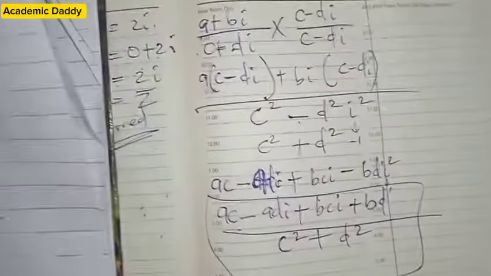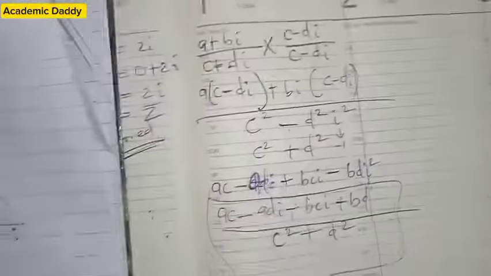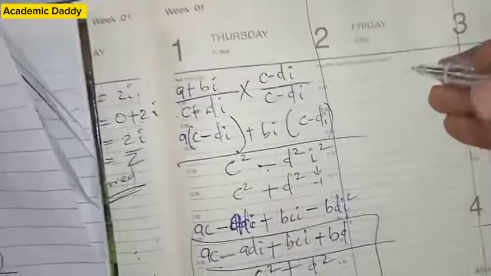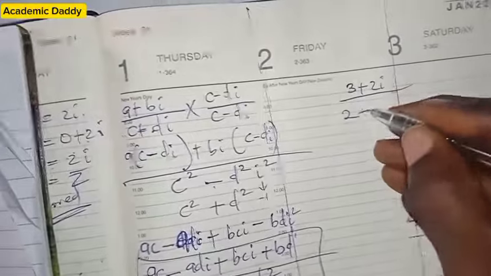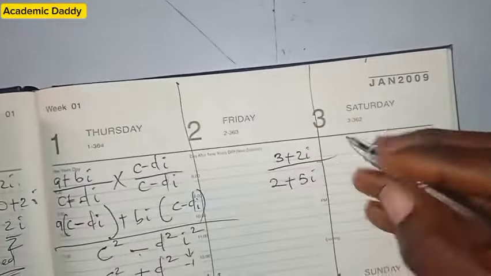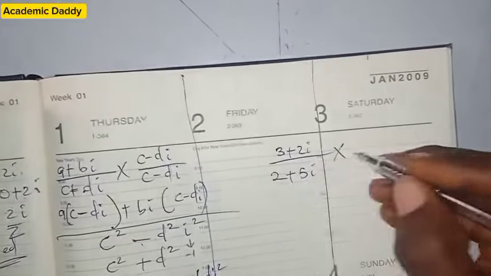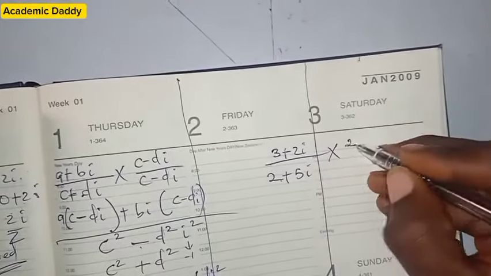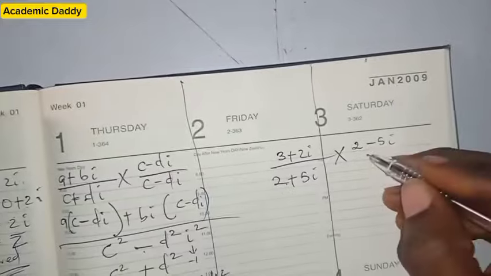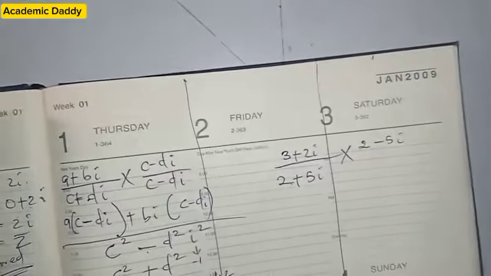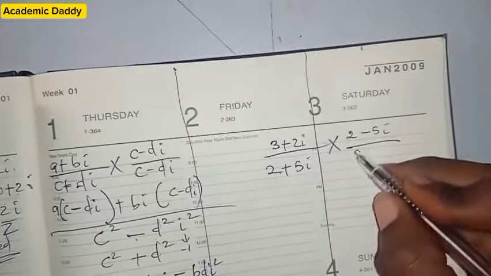Alright, so they gave us another one. They say we should evaluate 3 plus 2i all over 2 plus 5i. Remember I told you the concept is rationalize. Evaluate this, I simply say times the conjugate. What is the conjugate of this? It is the same thing as saying 2 minus 5i. Conjugate in this case is simply see the sign, change it.